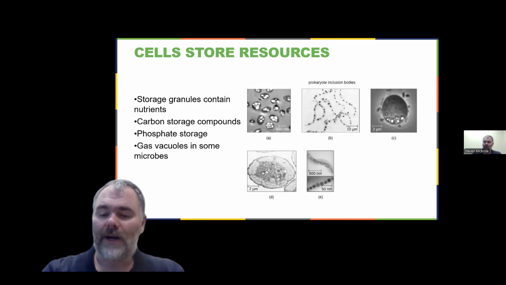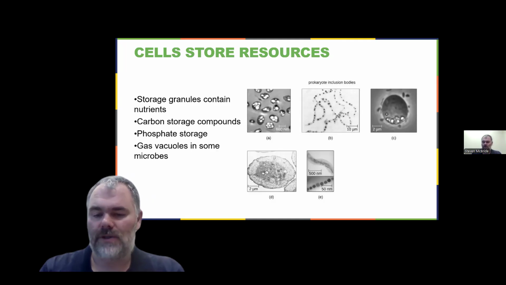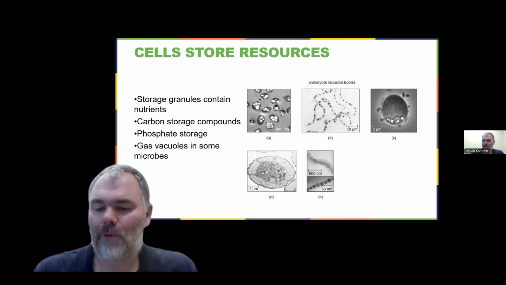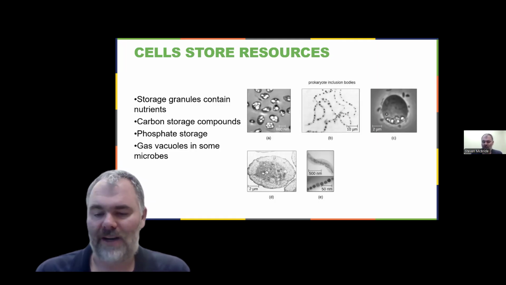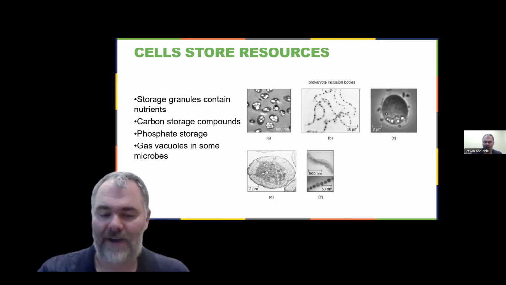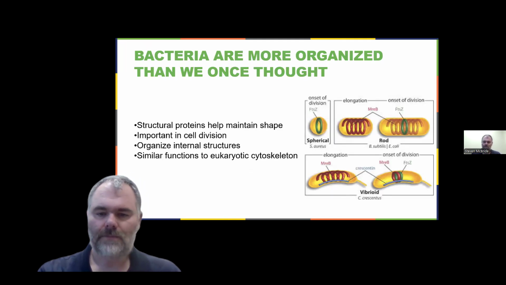Some aquatic microorganisms also contain gas vacuoles. These structures help regulate buoyancy, allowing cells to position themselves at favorable depths in the water column for light or nutrient availability. These storage structures help microbes survive fluctuating environments.